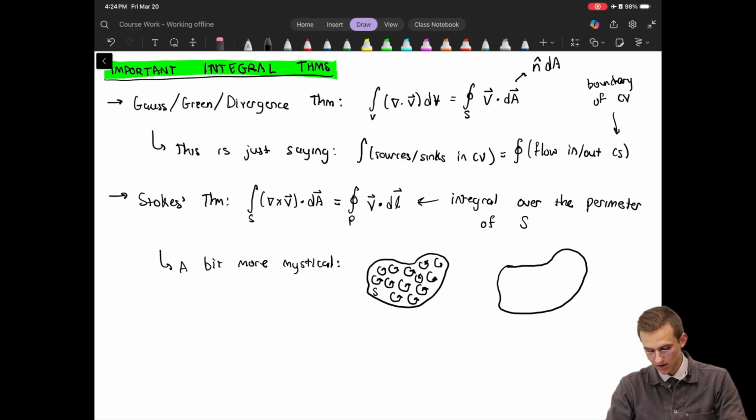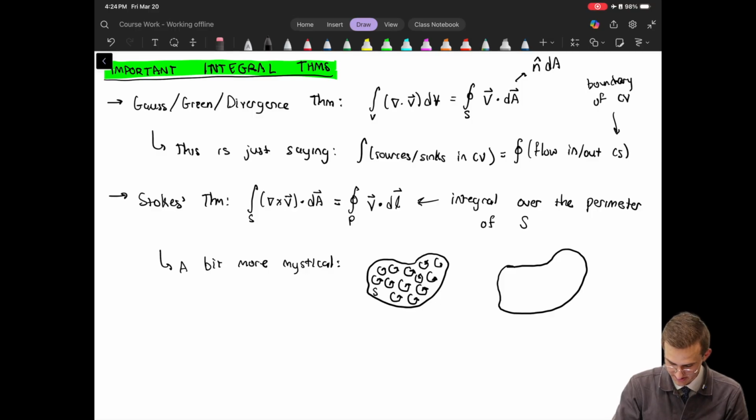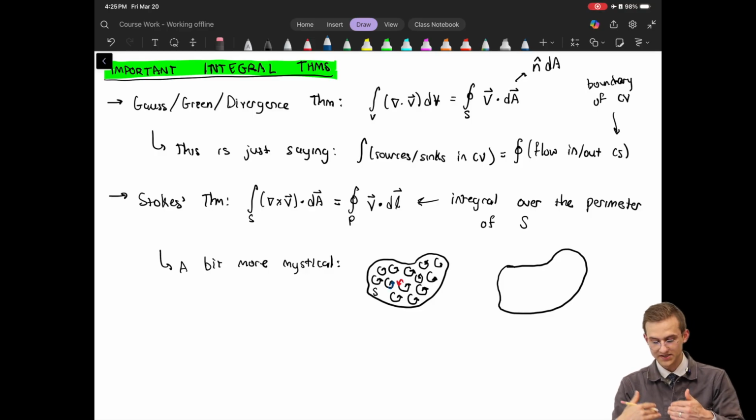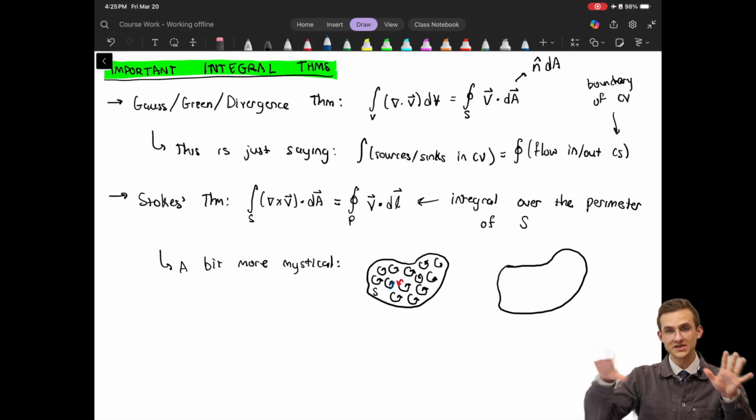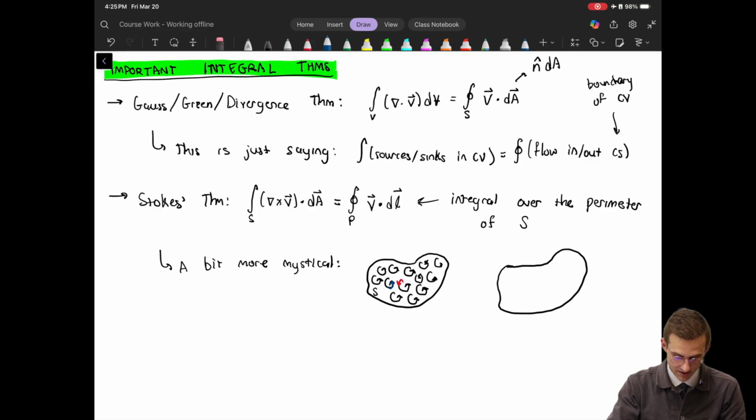All of the contributions of those curls on the interior are going to cancel, right? Because neighboring swirls have different directions. So like what I'm drawing right here, the red arrow and the blue arrow are anti-aligned in the interior. So everything on the interior of the surface kind of cancels out. And when you add up all these curls, what you end up with is just the outer edge.